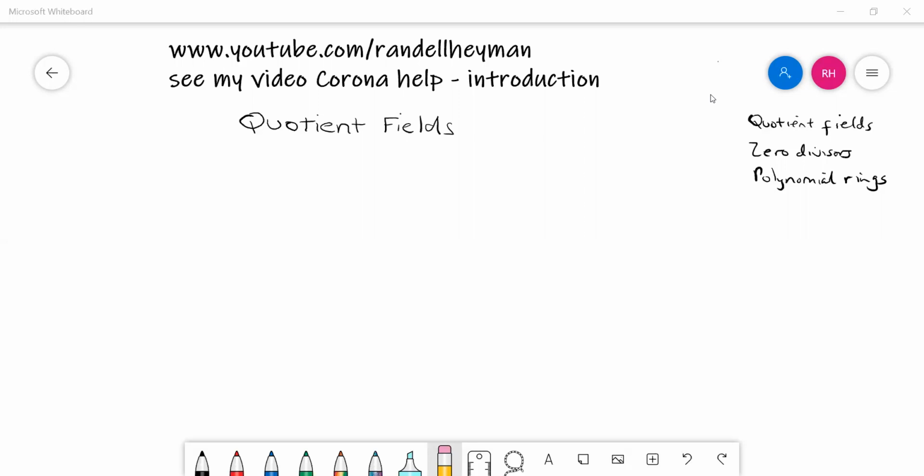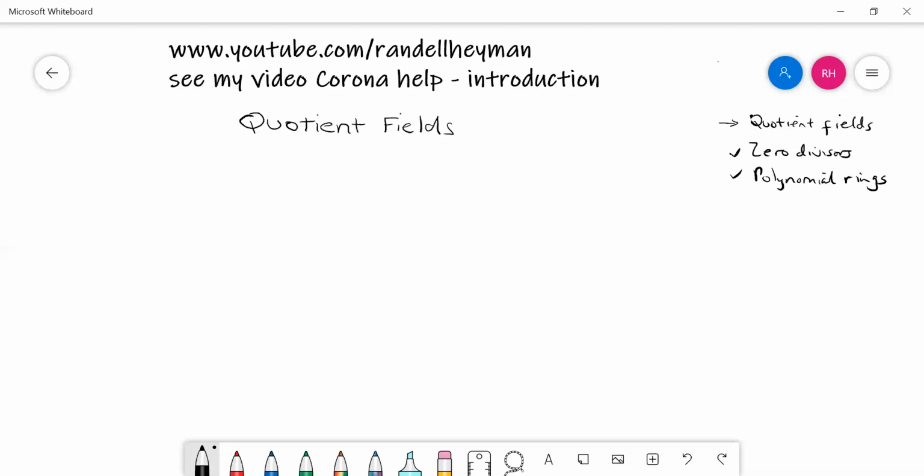Okay, so this is now the third item that I was asked to talk about by a class in California. We've done zero divisors, done polynomial rings, and now we're talking about quotient fields. Now, I'm not sure if this will be part one of two parts or maybe just the only part, I'm not sure. So we'll worry about that later.